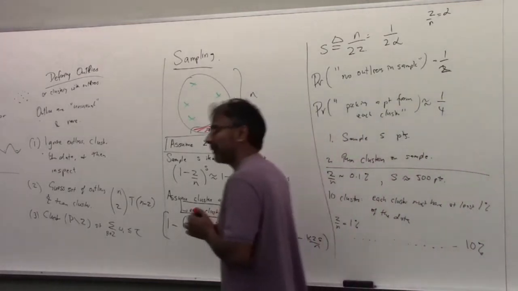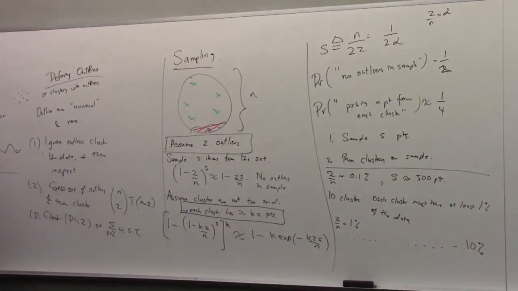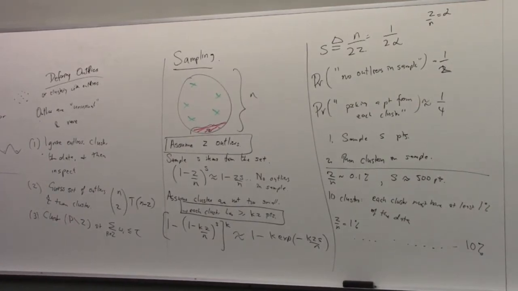So what we're going to do now is look at a way of actually generating a formal guarantee on how to do clustering with outliers, using the idea that I mentioned before, where on the fly, as you run your algorithm, you start getting clues about where the outliers are.